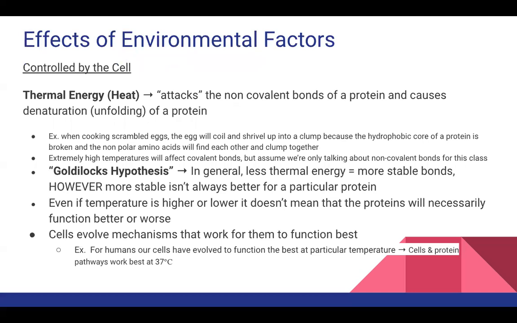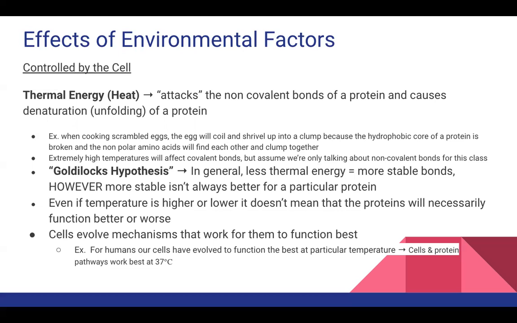The way heat or thermal energy would attack the non-covalent bonds, it would cause the protein to denature or unfold itself. We're going to have the polypeptide unfolded. An example here is if we're cooking a scrambled egg, it changes shape once we turn up the heat. However, covalent bonds, or the primary structure of the protein, are not affected, because once you eat the egg, even if it's scrambled and lost its original structure, you're still getting a protein from the egg. So the primary structure of the egg is still intact.